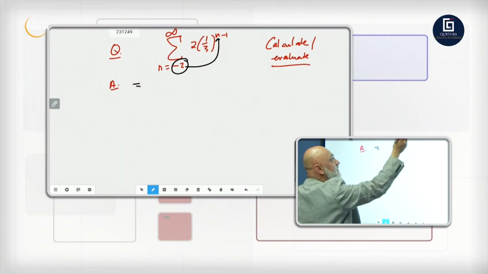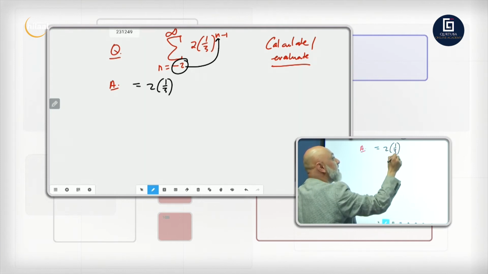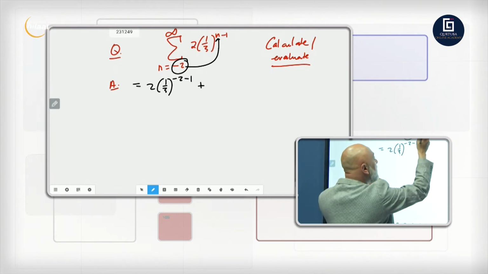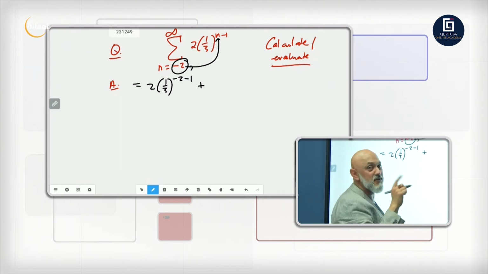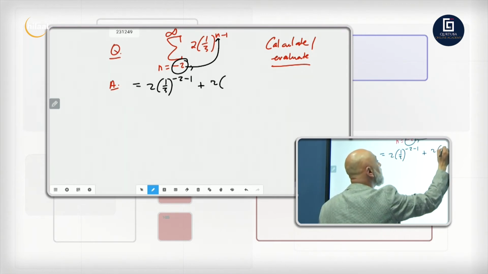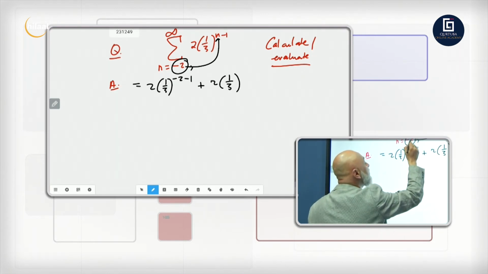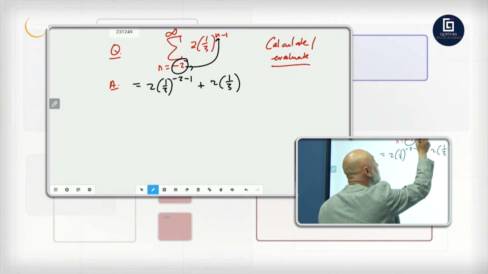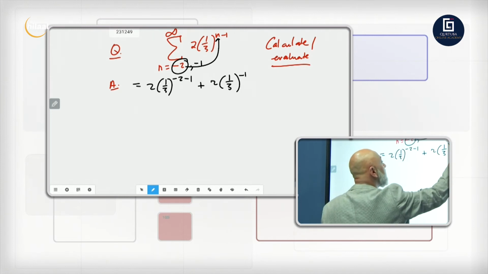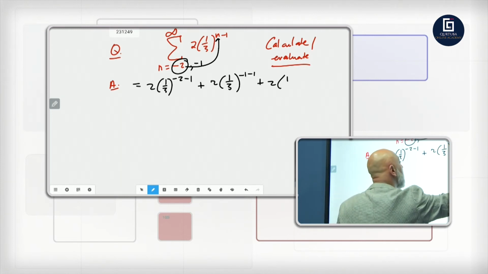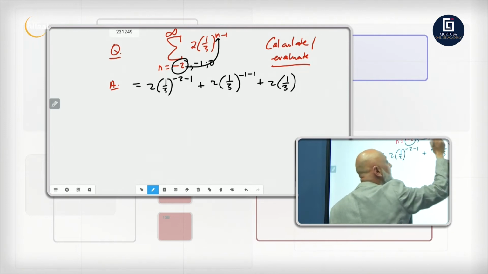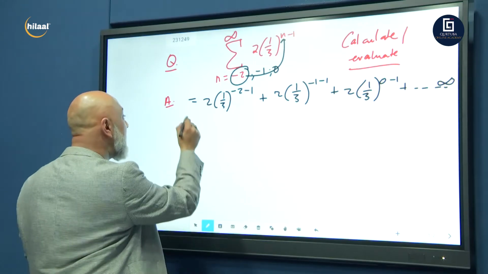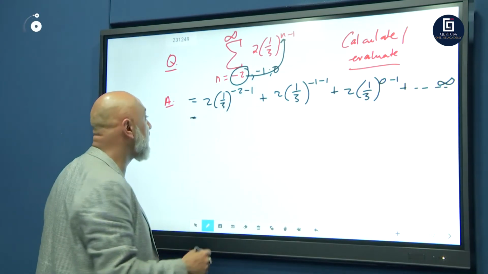So your first term here is going to be 2 into a third to the power minus 2 minus 1, plus, let's see if you know what the next term is. It's going to be 2 into 1 over 3 to the power minus 2. I said ascending order. Don't go and put minus 3, you'll get it wrong. You put minus 1. Minus 1 minus 1, plus 2 into a third to the power 0 minus 1, plus, and it will go over to infinity. Right, let's expand this.